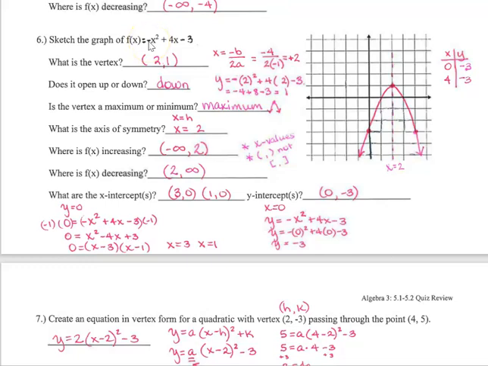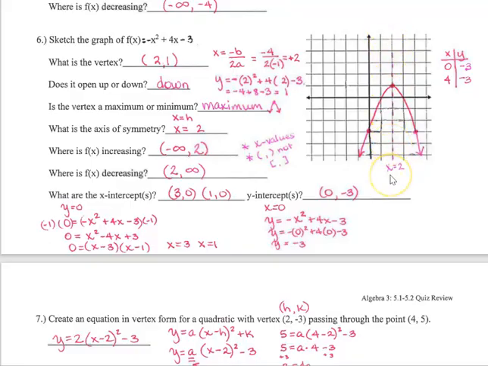Because my leading coefficient is negative, I know this is going to open down. So if it opens down, we're going to have a maximum at our vertex. All right, so if we come over here and we just start sketching what we've got, we know that we have a vertex at (2, 1), and it opens down.